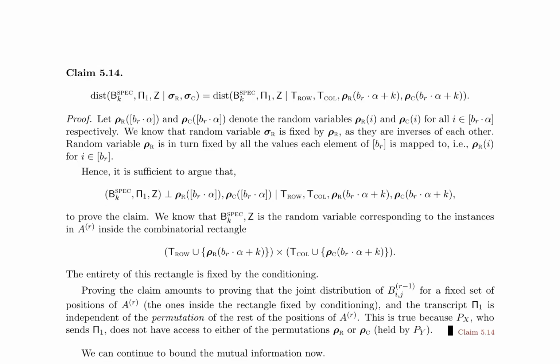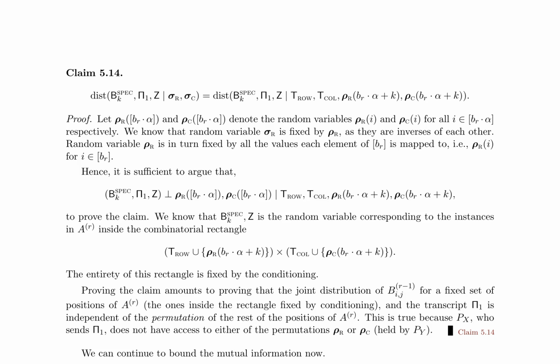Here is a combined summary of the 2 pages. The authors present claims 5.14 and 5.15, which are crucial in bounding the mutual information between certain random variables. Claim 5.14 states that the distribution of bspec_k is independent of the permutations rho_r and rho_c conditioned on t_ro, t_col, rho_r(B_{alpha+k}) and rho_c(B_{alpha+k}).